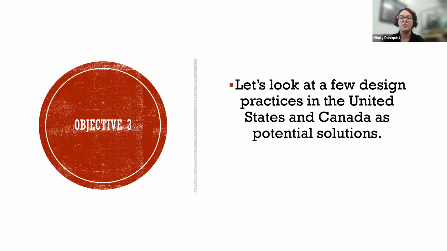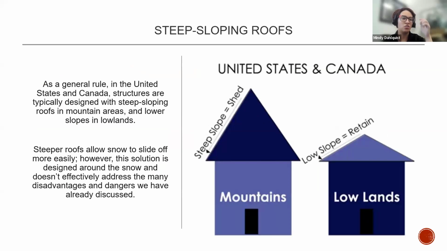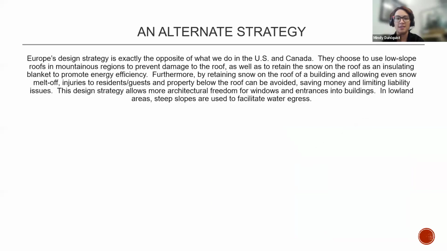So let's take a look at a few design practices in the US and Canada as potential solutions. As a general rule in the US and Canada, structures are designed with a steep sloping roof in mountainous regions and lower slopes in the lowlands. So steeper slopes do allow for that snow to slide off more easily, but however, the solution is designed specifically around the snow itself and doesn't effectively address the many disadvantages and dangers that we've already just discussed.